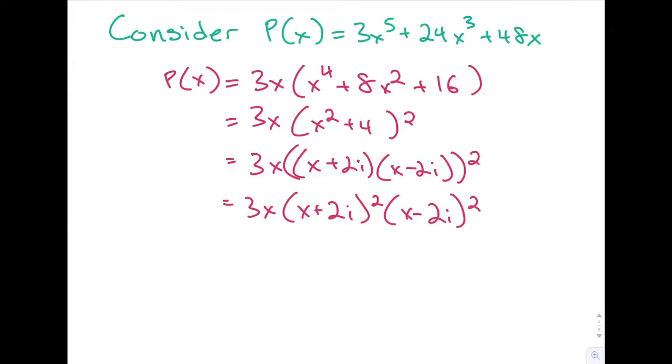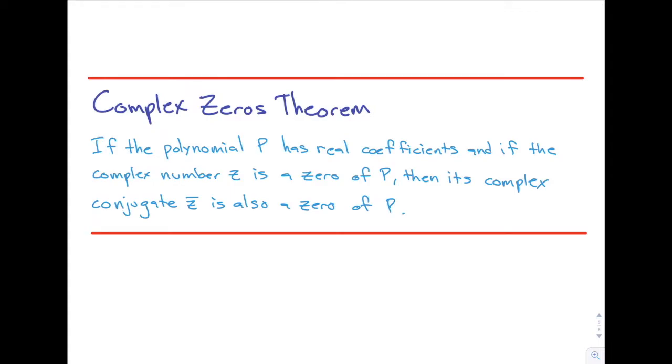And I think at this point maybe you're starting to notice that every time the imaginary parts of complex numbers come into play, we have two factors for the complex part. This is a special property of the complex numbers. This is the complex zeros theorem. If the polynomial p has real coefficients and the complex number z is a zero of p, then its complex conjugate, z bar, is also a zero of p. So remember that the complex number z we might define as a plus bi, and then z bar is its complex conjugate, a minus bi.